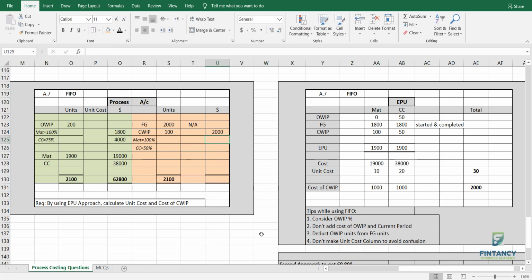Getting it, everyone? So remember, last time we were taking this as a balancing figure and proving it. But this time we will take this as a balancing figure and we will prove it. Opposite. I hope it's clear with everyone. Last time we took closing work in progress as a balancing figure and we proved it. This time we will take finished good cost as a balancing figure and we will prove it. So how much is total? 62,800. And if 2000 is closing, how much should be this? This minus this, right, everyone?